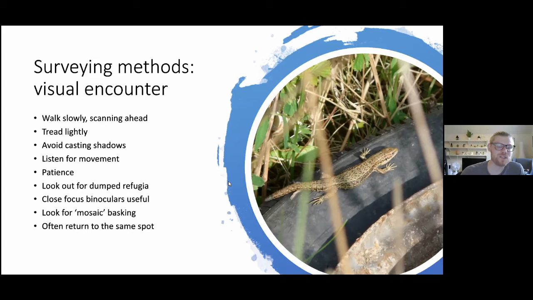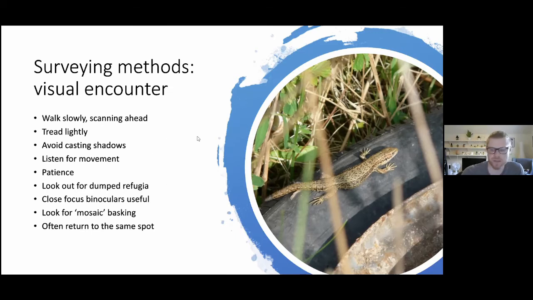And do look out for dumped refugia. So by refugia, I mean any old piece of trash. So we can see here a common lizard perched on top of a rusty old tire. That's the sort of thing I mean. Look out for these tires, look out for these road signs, any old plastic sheeting that you could look underneath. There might be reptiles using it because they usually heat up really nicely in comparison to their surrounding environment. So use these on your transects if you have access to them.